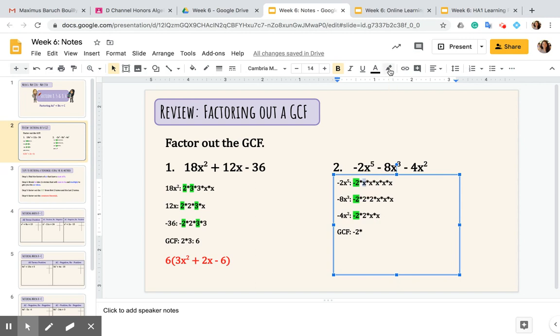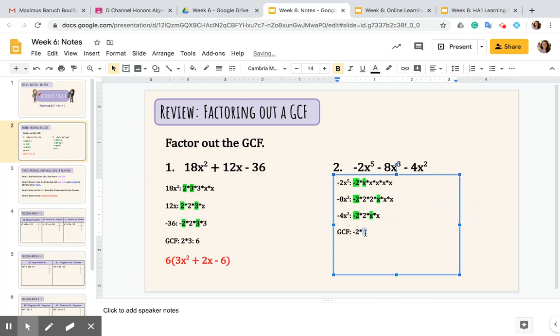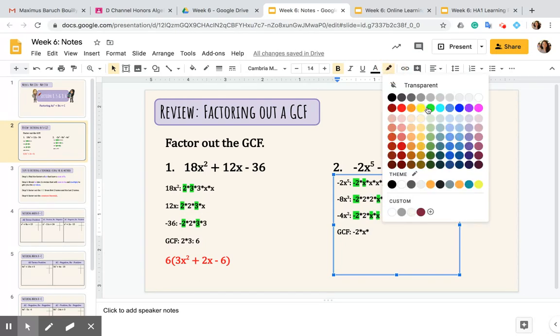I have an x. I have an x. And I have an x. And I can actually pull out one more because this term has one more x. So I can pull out one more x from each term. They all have at least one more.